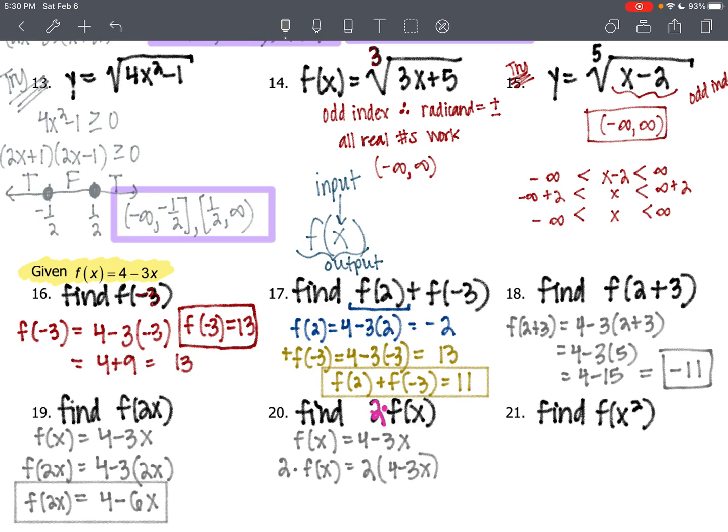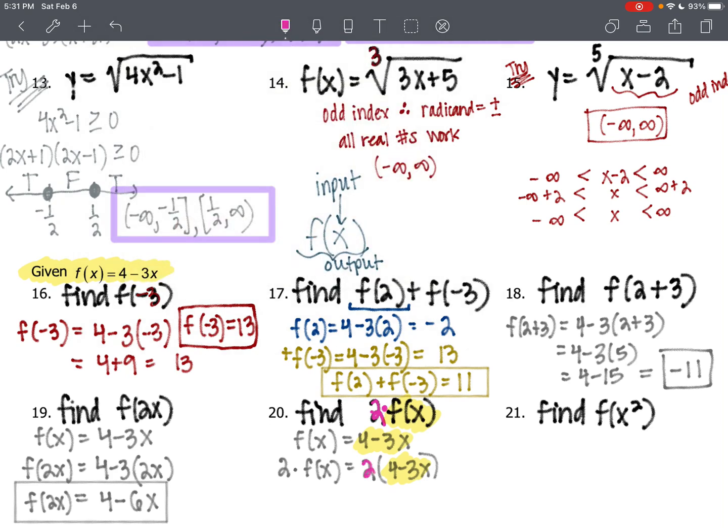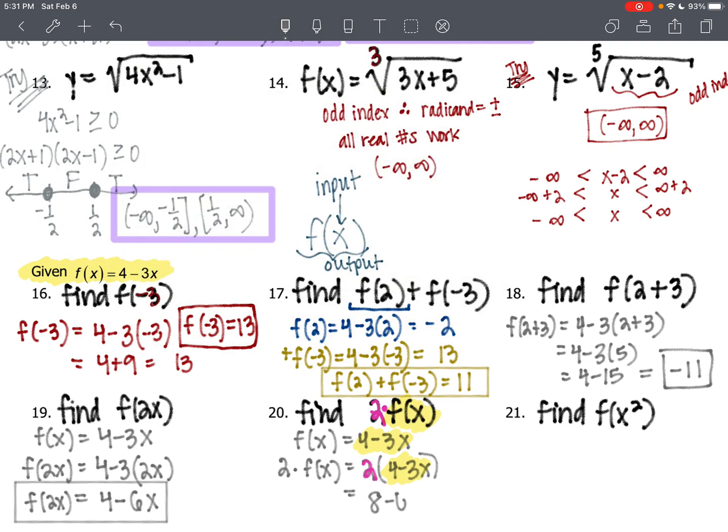So you just take the f of x. F of x is equal to 4 minus 3x, right? F of x is just 4 minus 3x. So you're going to take that 4 minus 3x and you're going to multiply it by this 2. Hopefully that helps you see it a little bit more clearly if you couldn't before. And that gives us 8 minus 6x. So 2 f of x is 8 minus 6x.